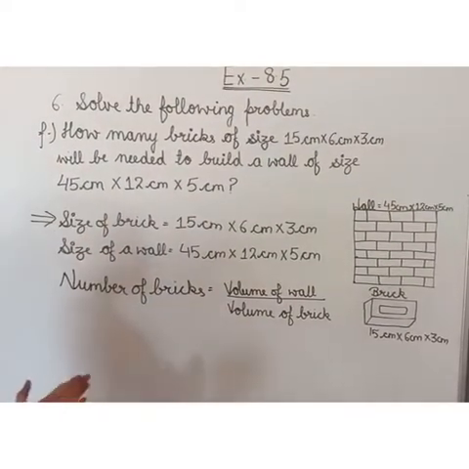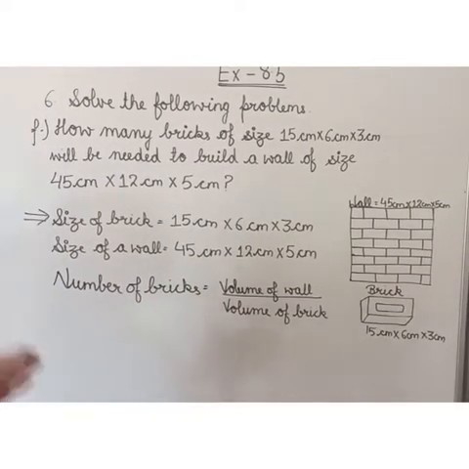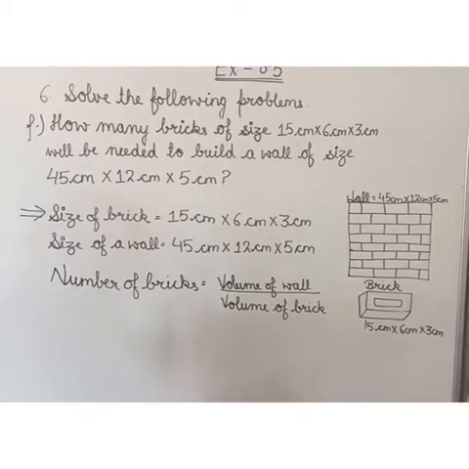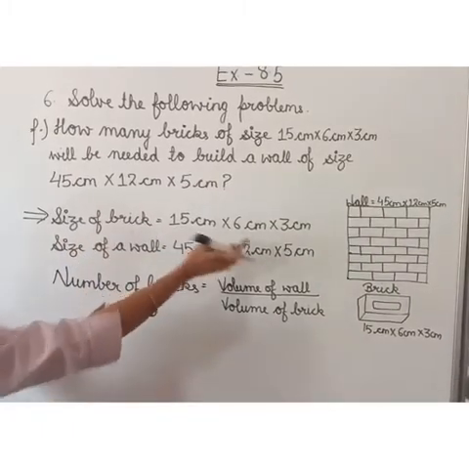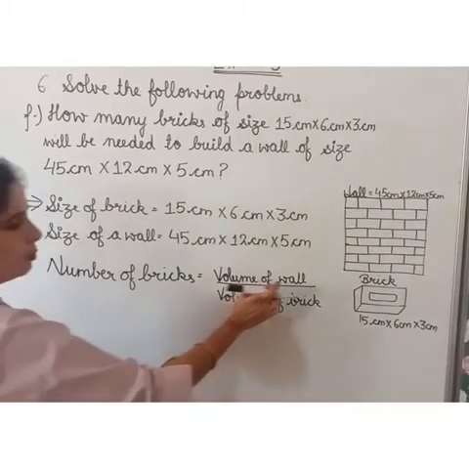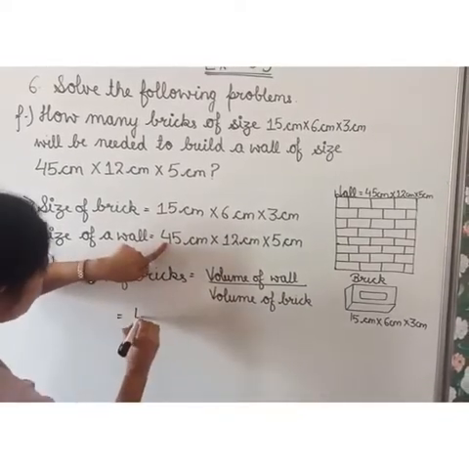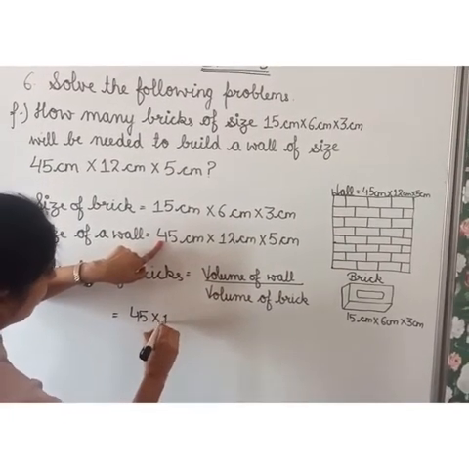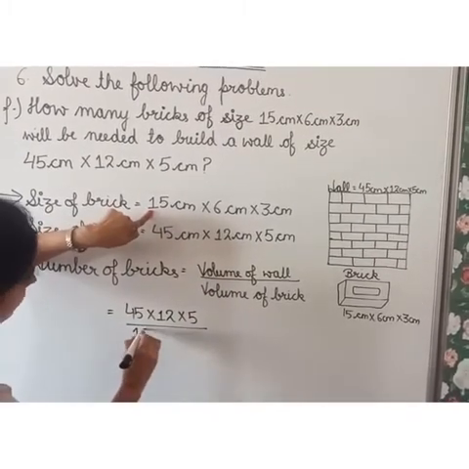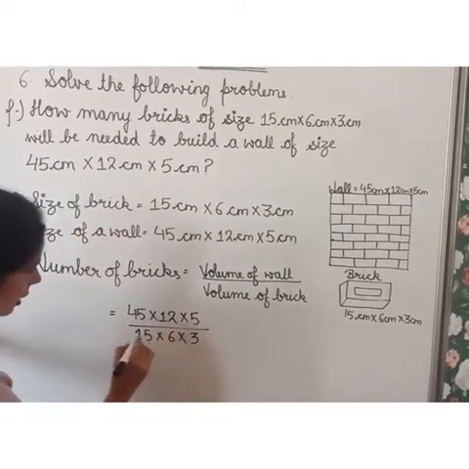See, a wall is made up of bricks. So total volume of wall, if it is divided by the volume of a brick, we will get the number of bricks. So write size of brick, this, size of a wall, this. Now number of bricks will be volume of wall divided by volume of brick. Volume of wall is 45 centimeter multiply 12 centimeter multiply 5 centimeter divided by 15 centimeter multiply 6 centimeter multiply 3. Do the cutting now.